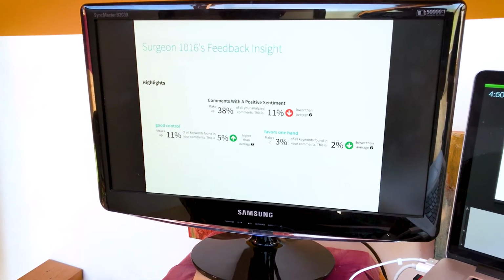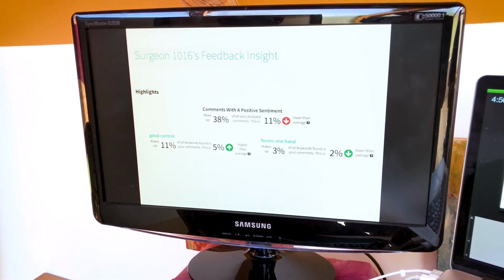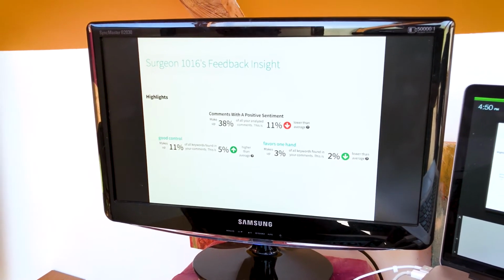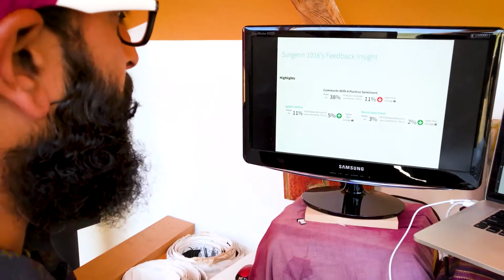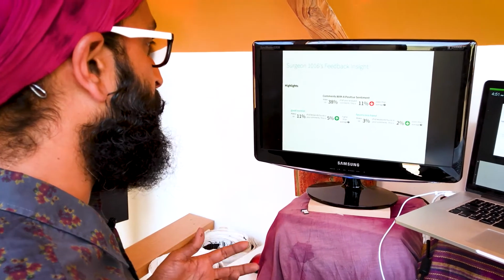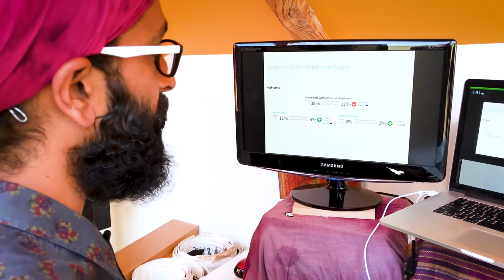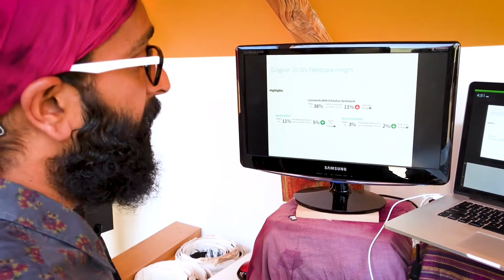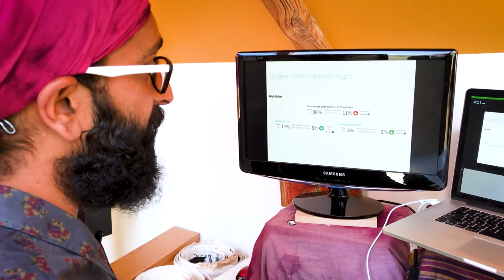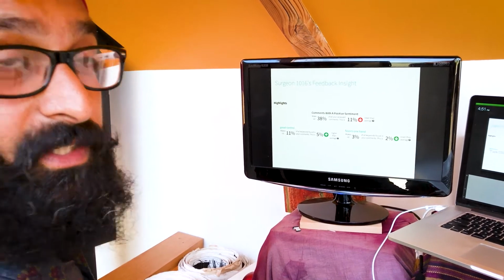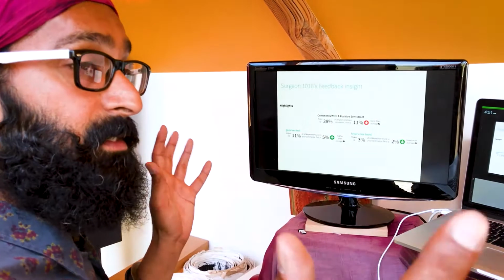So for example, this is the view for surgeon 1016. Obviously we can't tell you the name of the surgeon, but the model is saying stuff like, okay, 38% of your comments had a positive sentiment associated with them. And that's actually 11% lower than average. So that gives them this higher-level insight.